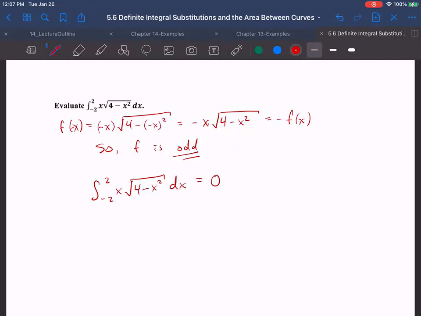All right, because it's odd and because our limits of integration are symmetric about the y-axis, we get 0. So we don't have to do anything. You could go through and do it if you want, but you will end up with 0. You could do u substitution, u equals 4 minus x squared, but you'll get 0. But you should probably still try it, just to convince yourself.